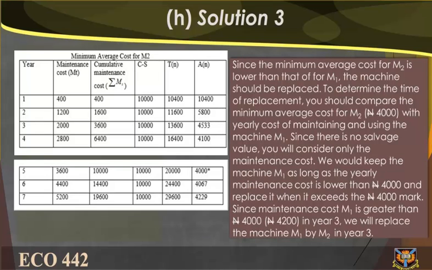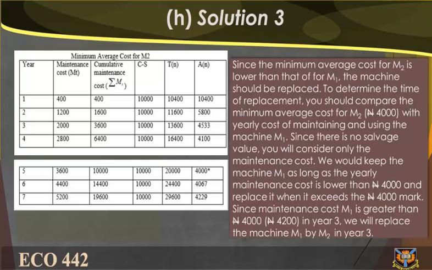Since the minimum average cost for M2 is lower than that for M1, the machine should be replaced. To determine the time of replacement, you should compare the minimum average cost for M2, 4,000 naira, with the yearly cost of maintaining and using the machine M1. Since there is no salvage value, you will consider only the maintenance cost. We would keep the machine M1 as long as the yearly maintenance cost is lower than 4,000 naira and replace it when it exceeds the 4,000 naira mark.